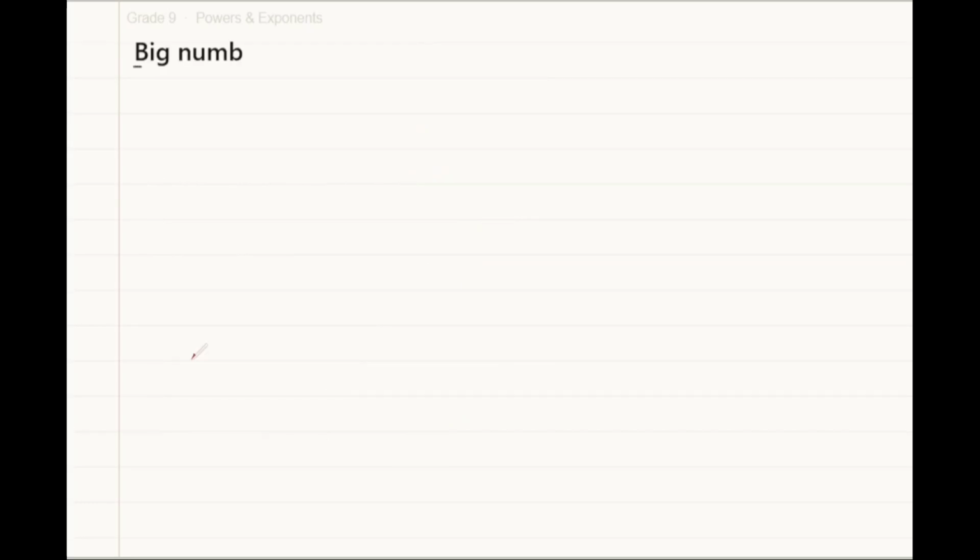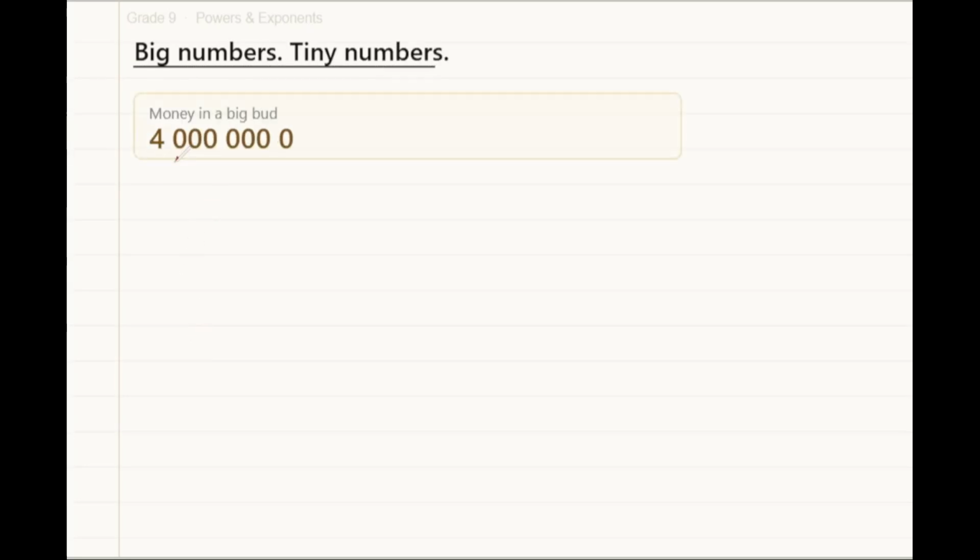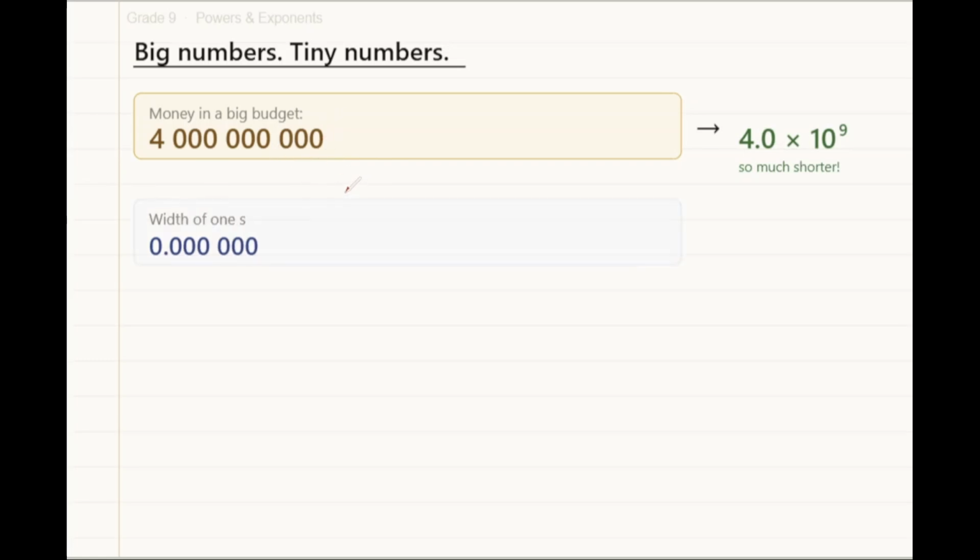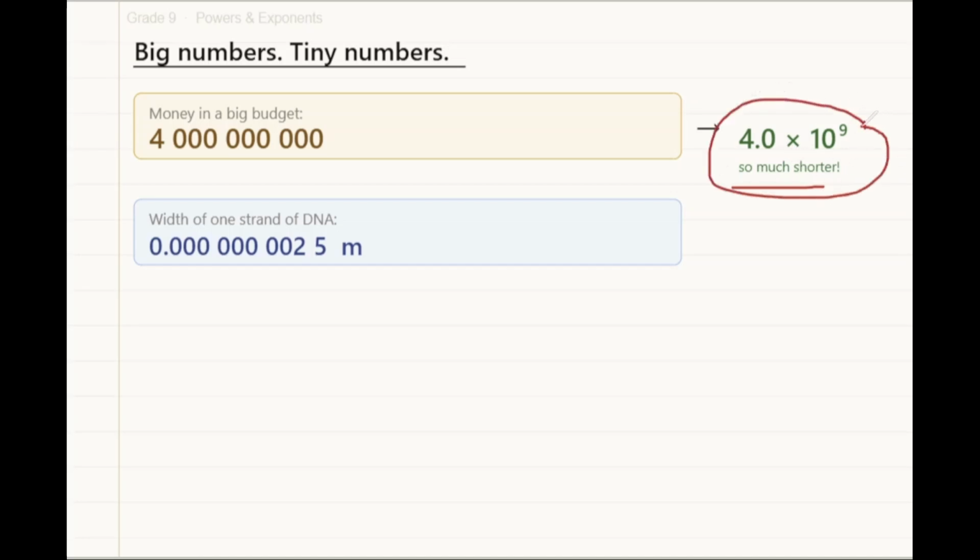So now let's see why we need powers. Now look at this number on the screen. This is 4 billion. So 4 with 9 zeros. Now imagine writing this again and again. It will take up so much space and you might end up missing one zero, right? We can write it in a short way. We can write it as 4.0 times 10 to the power 9. Much shorter and a neat way, right?